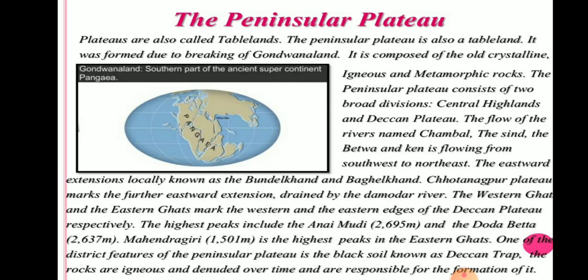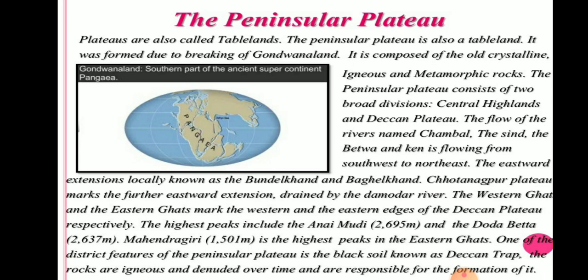An eastward extension is locally known as Bundelkhand and Baghelkhand. This is the extension of the Peninsular Plateau towards the east. Chotanagpur Plateau marks the further eastward extension, drained by River Damodar. The Western Ghat and Eastern Ghat mark the western and eastern edges of the Deccan Plateau respectively. The highest peaks include Anaimudi and Dodabetta. Mahendragiri is the highest peak in the Eastern Ghat.